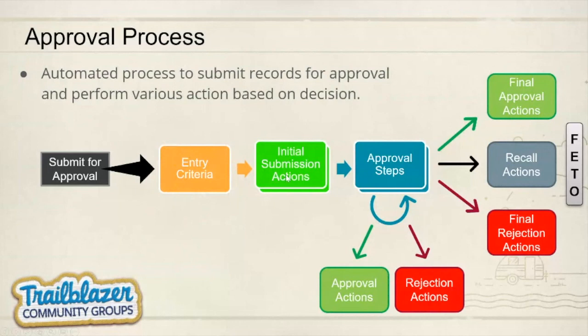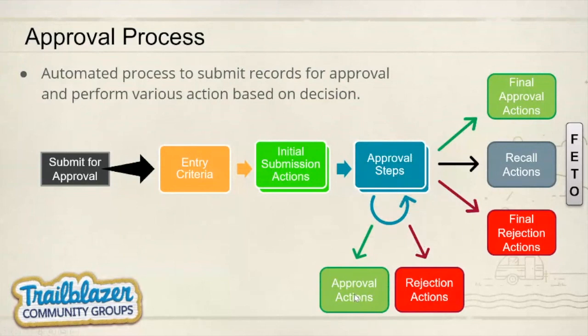Immediately as it goes into the approval process, it will fire some actions, the initial submission actions. For example, you can set the status as pending approval for the record, so that everyone knows this is in the approval process now. Then come the approval steps. It can be multiple approval steps, it can be one approval step, whatever you define. These can be multiple steps which keep going one after another.